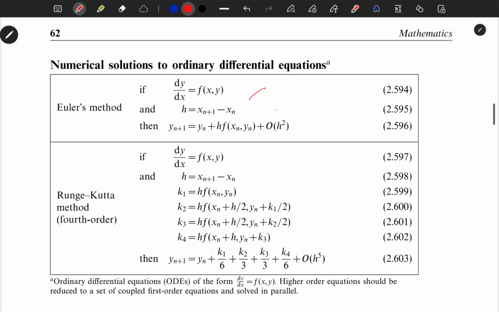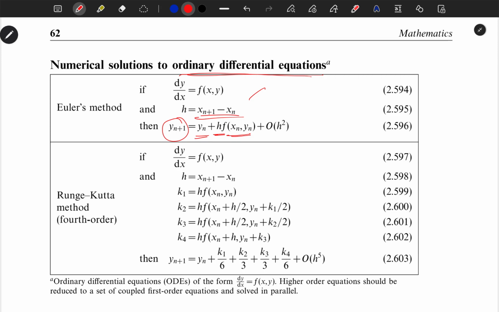Euler method to do numerical ODE solutions. So h equal to the difference between two successive positions, y equal to y plus h f.